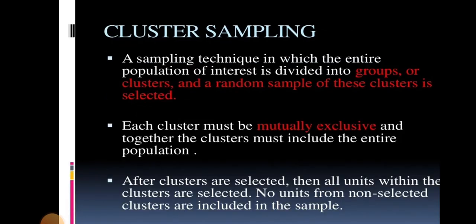Next comes cluster sampling. Cluster sampling is a sampling technique in which the entire population of interest is divided into groups or clusters, and a random sample of these clusters is selected. Each cluster must be mutually exclusive, and together the clusters must include the entire population. After clusters are selected, all units within the cluster are selected. No units from non-selected clusters are included in the sample.